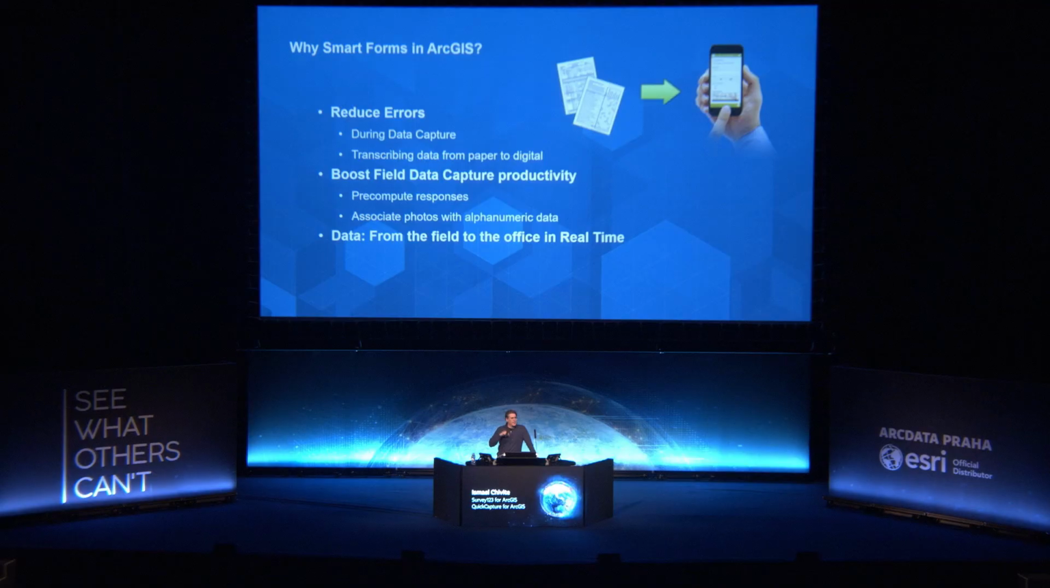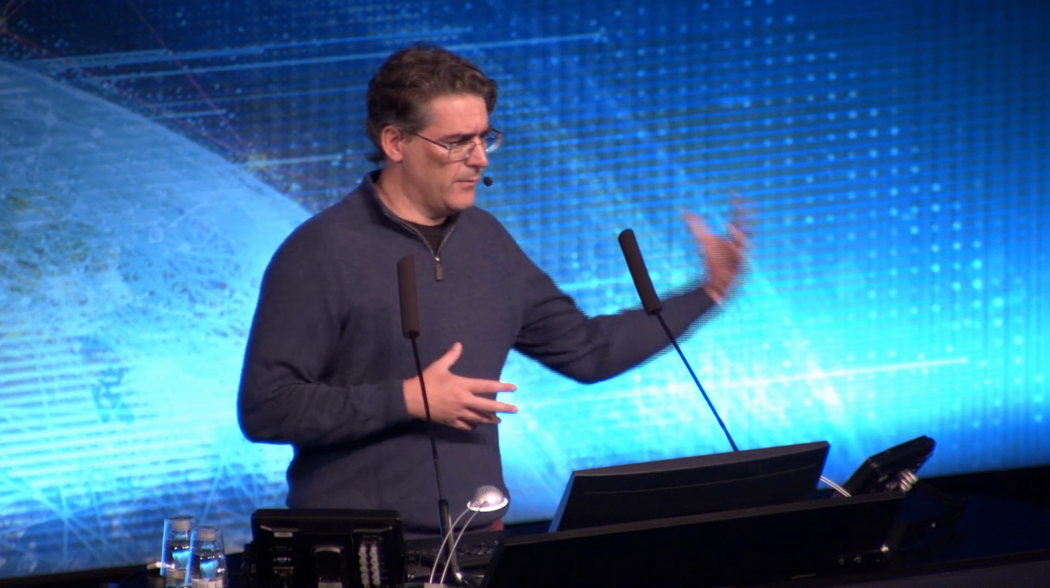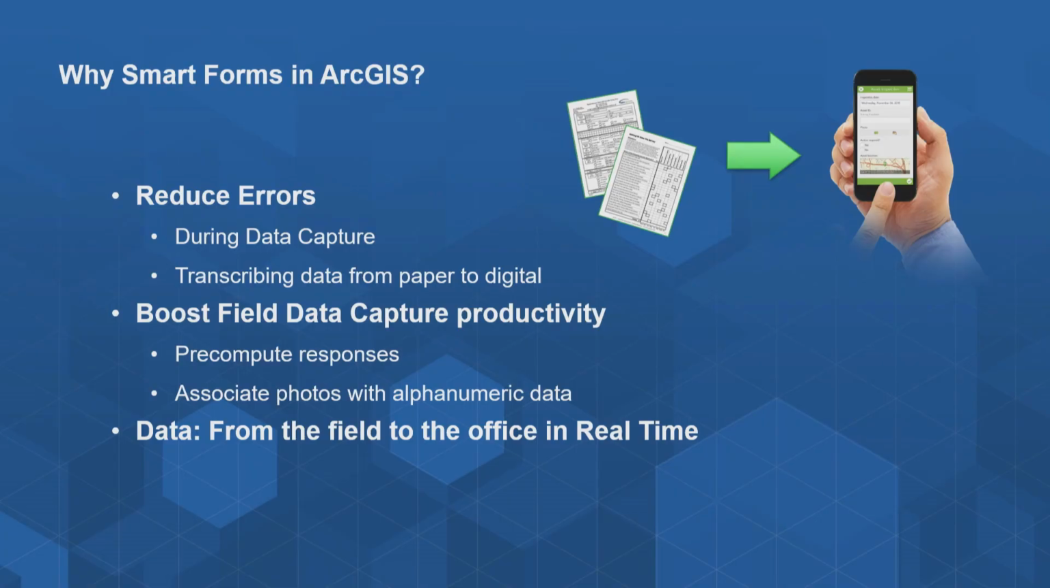Some of the reasons for using the smart forms: you are going to reduce errors while capturing data, because you can build logic in the forms to prevent users from entering the wrong data to some extent. You can boost field data capture productivity. You can pre-compute responses. You can quickly associate photos that you take with alphanumeric data. And also, as soon as you send the data into ArcGIS, it's available for visualization and analysis.